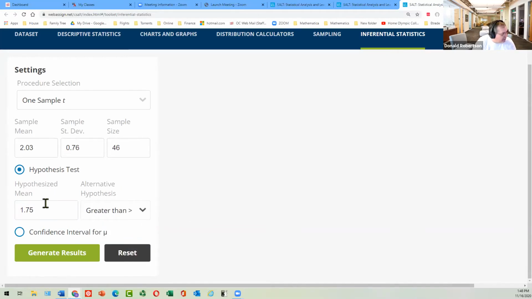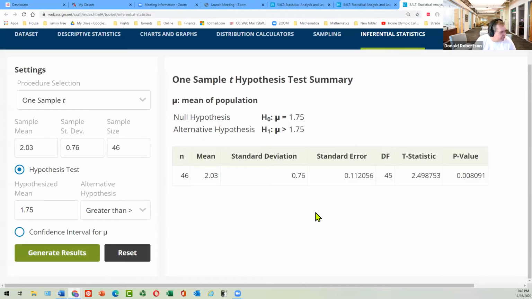That still bugs me. How hard would it be to switch those two things around? Anyway, we got what we need. Do you see all the numbers, where they go? And how you kind of have to do a little bit of cryptic on the null hypothesis, alternate hypothesis. Right, generate results. That looks good. The fella that we need is a T statistic, which is 2.498753. And then the p-value, which is 0.008091.